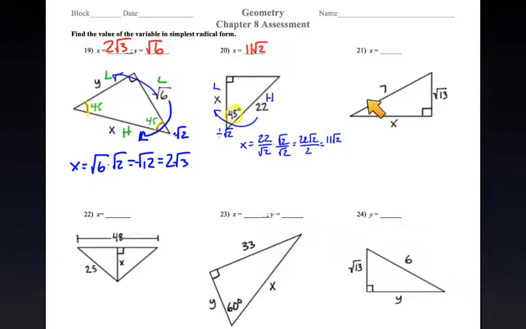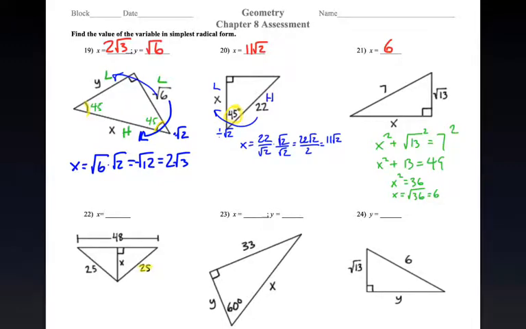Number 21 is not a 30, 60, 90 or 45, 45, 90 triangle because I don't see those angle measures anywhere. But I do see two sides given and a third unknown. That's when we'll use the Pythagorean theorem. X squared plus the square root of 13 squared is 7 squared. When we square and subtract, we get x squared equals 36. X ends up equaling 6.